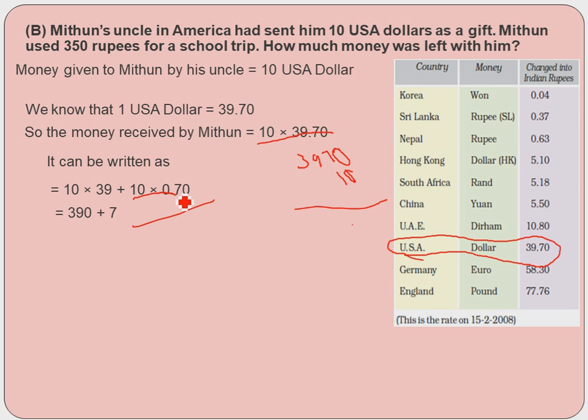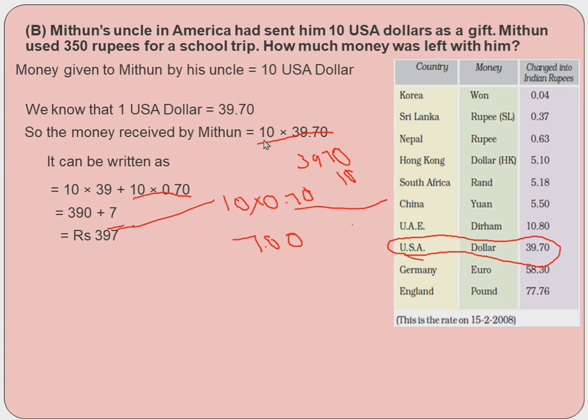Okay, children? And this multiplication also, 10 into 0.70. How can you do it easily? 10 into 7 is 70. One more 0 is there. That 0 I will keep, and after how many numbers is the decimal point there? 2 numbers. So, how much will I get? 7. Understood? Okay. Now 390 plus 7, you will get 397.